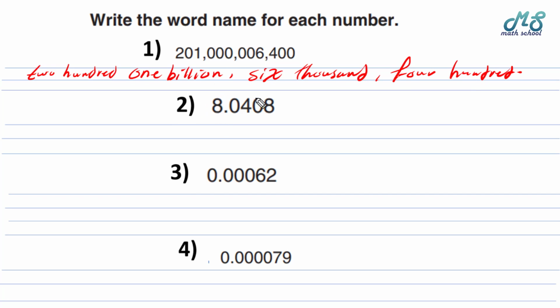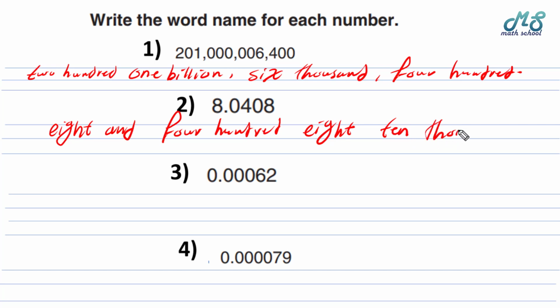Next, we have a decimal. Just say 8 and 408 ten-thousandths. Why ten-thousandths? Because we have 4 decimal places. So you have to say 8, point means and, 400, and you have to say ten-thousandths.